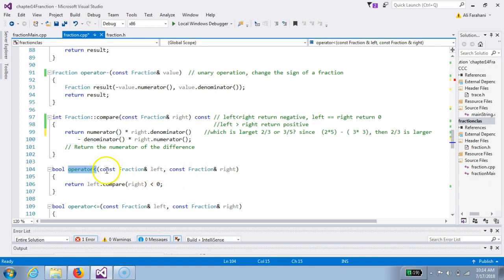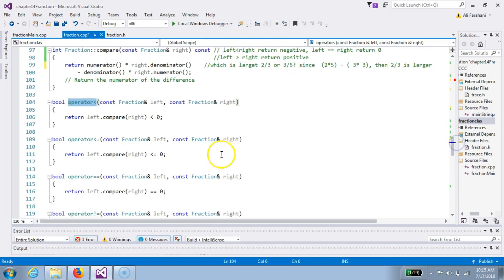All you need to do, by the way, this operator less than is a non-member function. It receives two fraction parameters, left and right, and returns a Boolean. So all you need to do is return left and let the left object make a call to compare and receive right fraction as a parameter. Left dot compare right. If the result, which is based on this computation, is negative, you return a true here, right? Otherwise, a false will be returned.